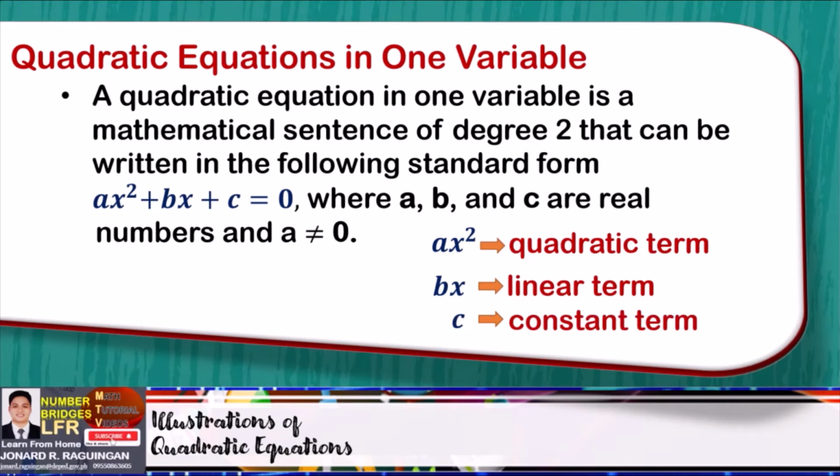In addition, a in the quadratic term is the coefficient of x squared, which may be positive or negative but not equal to 0. B in the linear term is the coefficient of x, which may be positive, negative, or 0. C is the constant term, which may be positive, negative, or 0.